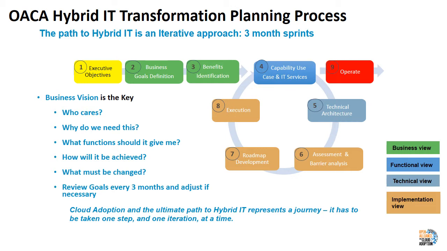At the end of the 3-month term, the business view goals and the functional goals are reviewed again, and the highest priority use cases that are necessary to meet the business goals at that time are implemented in the next sprint. This ensures that the IT transformation plan stays very close to the current demands of the business.